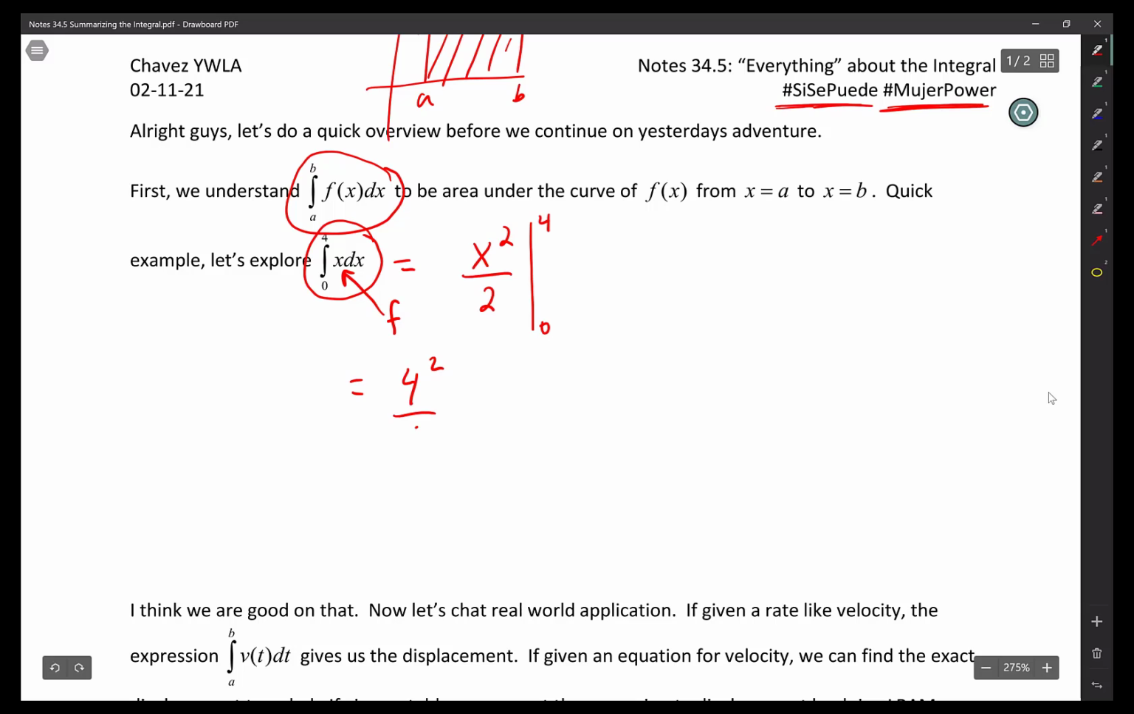4 squared over 2, minus the lower one, 0 squared over 2. I'm not insulting your intelligence. Please, no one get mad. I know that 0 squared over 2 is 0, and you don't even have to write it. But I want to show steps, guys. I don't want anyone to be lost. Okay. Are we okay so far, guys?